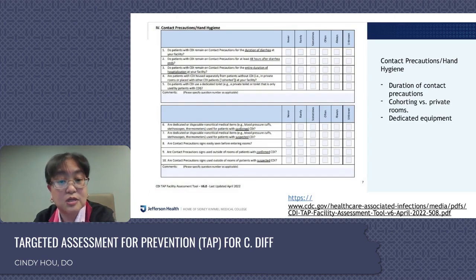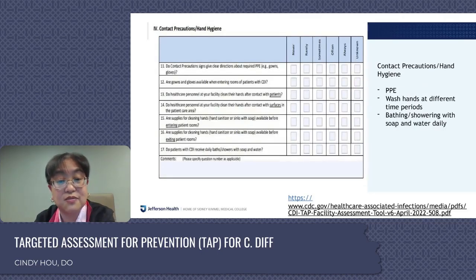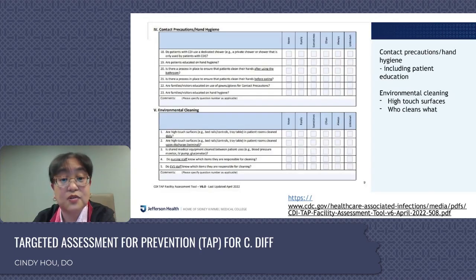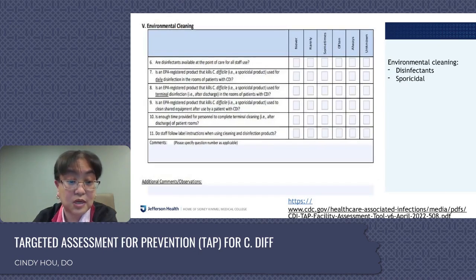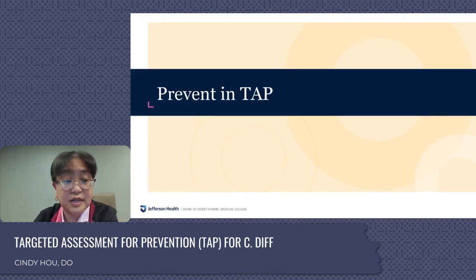And it goes more into contact precautions and hand hygiene, asking questions such as the duration of contact precautions. If you cohort in times of high volume, for instance, do you have dedicated equipment for people with C. diff? And there are also many questions asked of the patients if they're engaged with, for instance, bathing, showering with soap and water every day. The hand hygiene at different times is also very critical. For EVS, do you clean high-touch surfaces and who cleans what? Also, for environmental cleaning, it's important to know what are disinfectants versus what is sporicidal. And the last section is prevention.